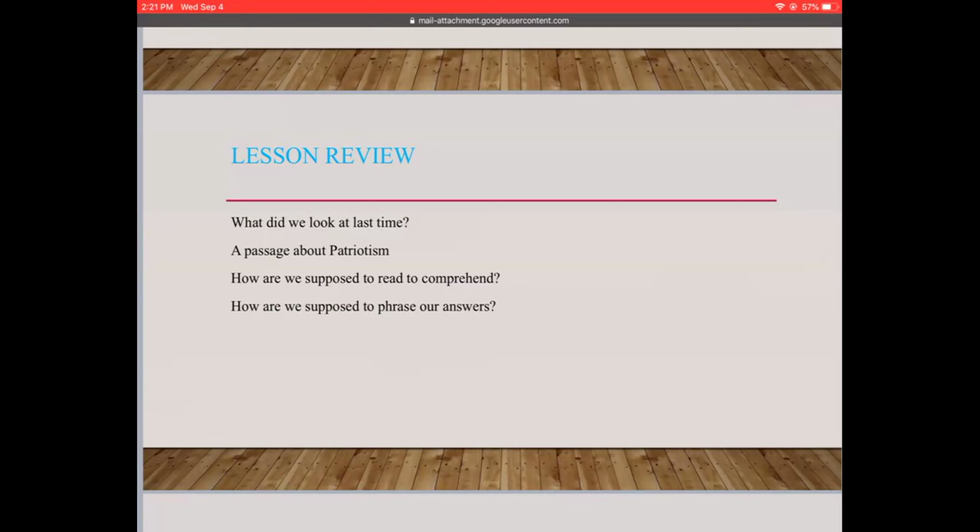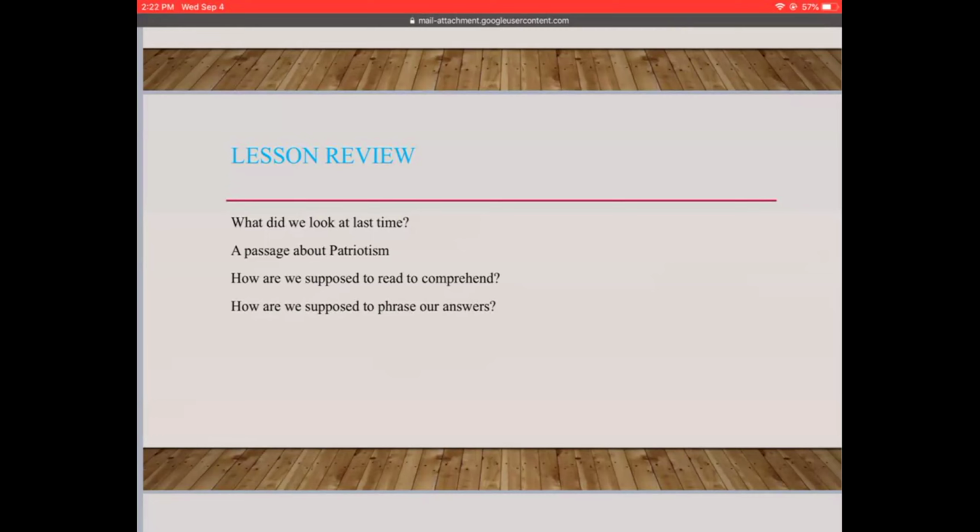If you remember what we covered last time and the passage that we looked at, or if you know any guidelines on how to read to understand, how many times you need to read the passage, how you're supposed to answer, how your answers are supposed to look, just raise your hand and take us through, because that's what we covered last time. Okay, so thank you, Faith. You can share with us. Good afternoon, Faith.